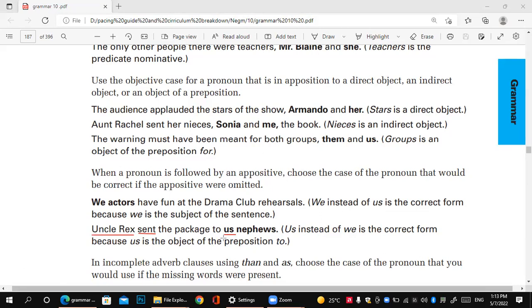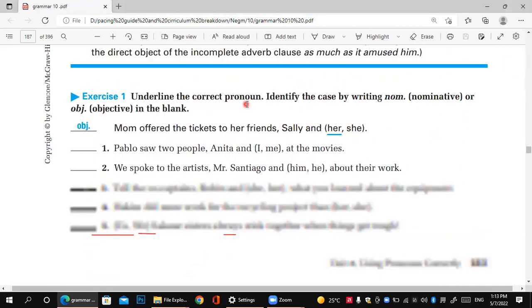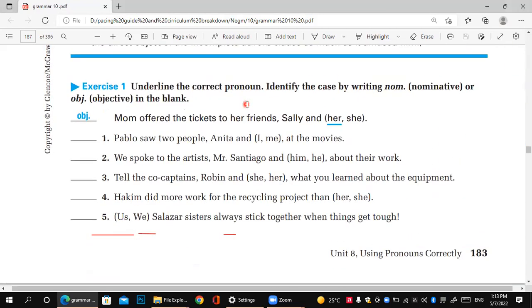Okay, those are the most important points of the lesson, so let's try to answer. Here's the exercise: underline the correct pronoun, then identify the case by writing nominative or object in the blank. The first one is: Mom offered the tickets to her friends, Sally and her.